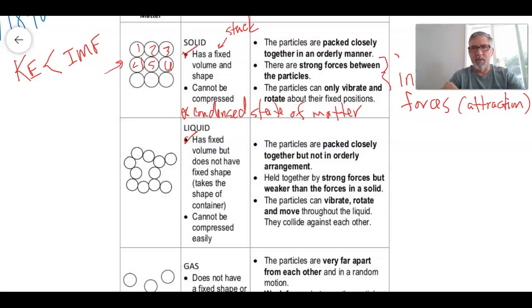If I take it from that graduated cylinder and pour it on the table, it assumes the shape, but it does not fill. So it takes the shape of its container, and it's still a condensed state of matter. Liquids are still a condensed state. So particles are packed closely together, but not in an orderly arrangement. These particles are not fixed, but touching.